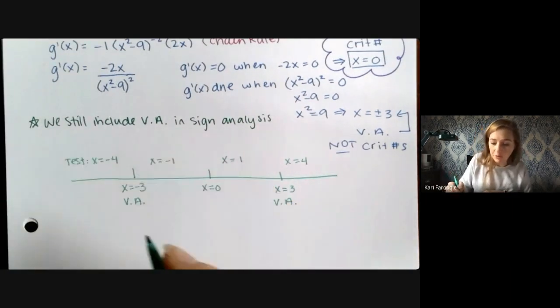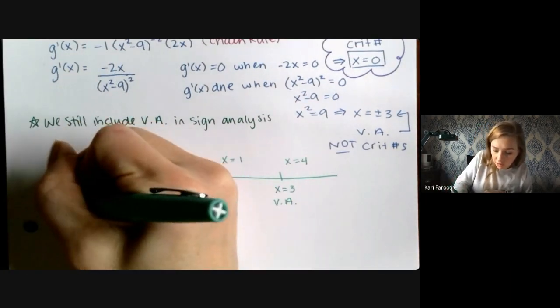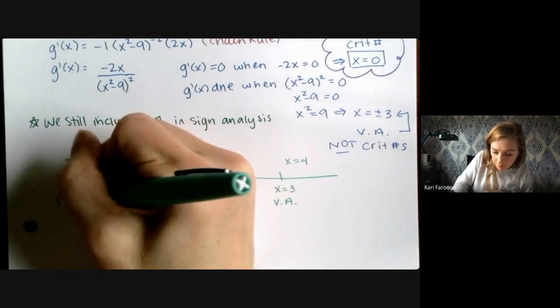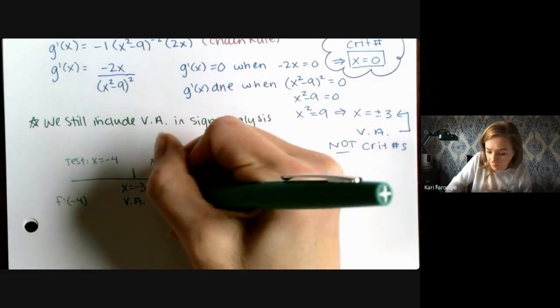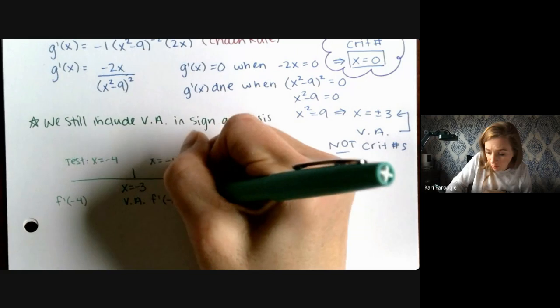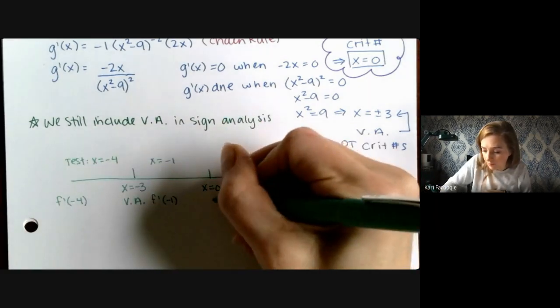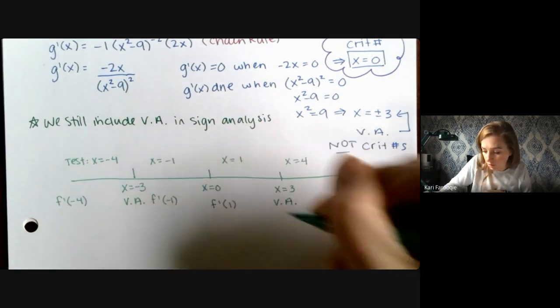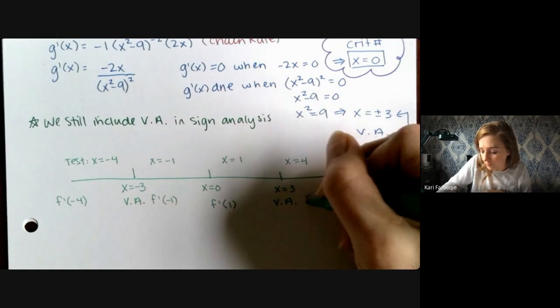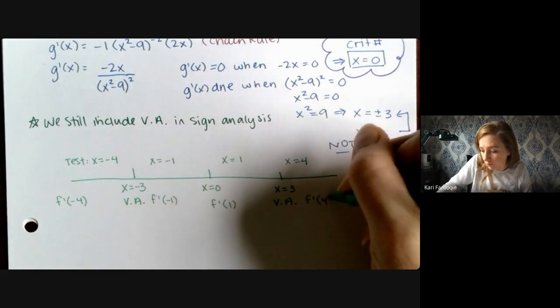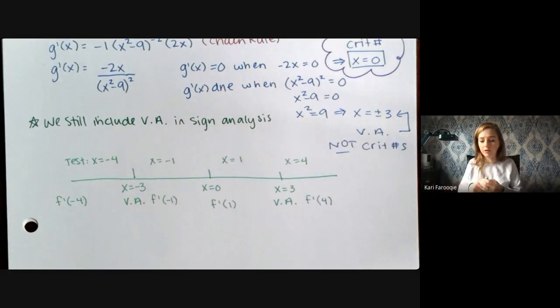So I'm going to put this in my calculator, but essentially I'm looking for f prime of -4, f prime of -1, f prime of positive 1, and f prime of 4. And I'm going to figure out, is it negative or positive? And then we'll be able to determine what's going on with the behavior of our graph.